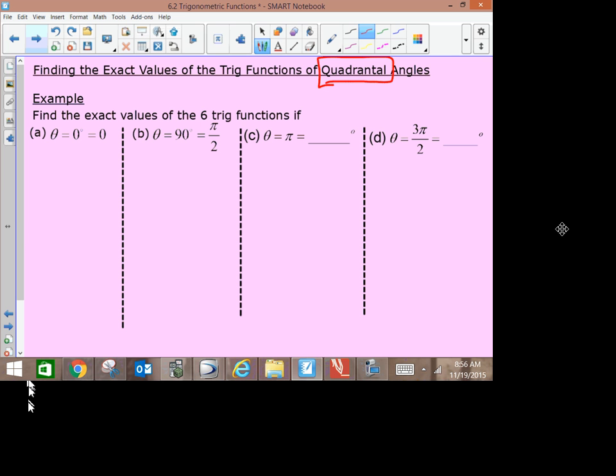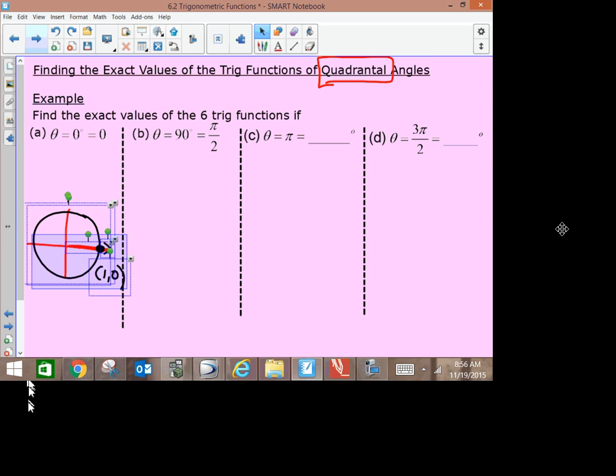So, if we want to draw them, 0 degrees or 0 radians would be right here. Okay? It's not moving anywhere. Remember, we are on the unit circle. What's the ordered pair on this unit circle? 1, 0. Okay. That means we know the sine, we know the cosine because we know the y and the x. We can figure out the tangent, we can figure out the cosecant, find the cotangent. Are you ready?